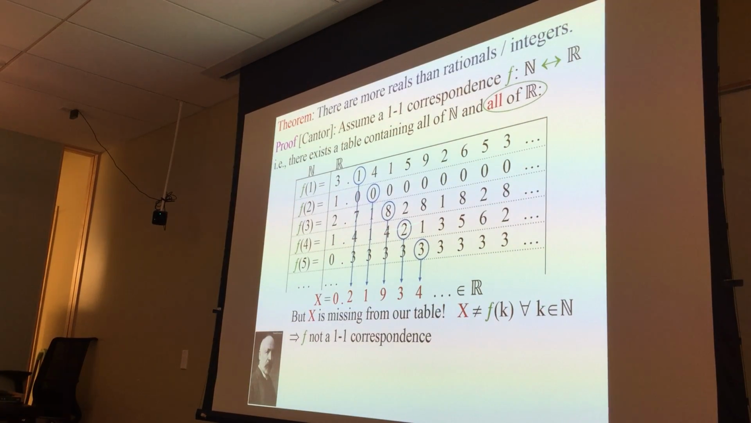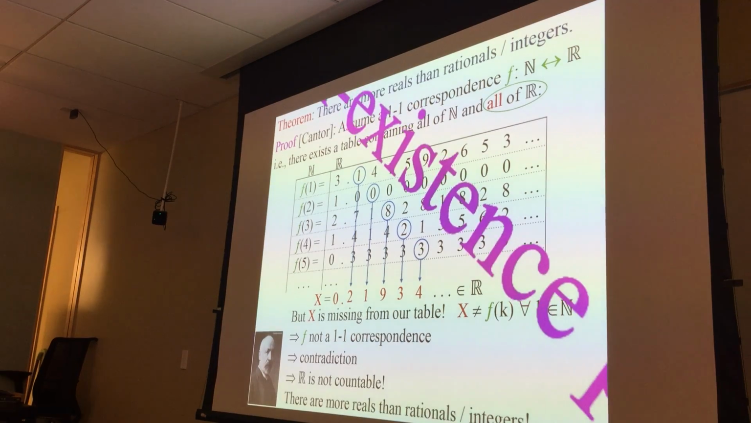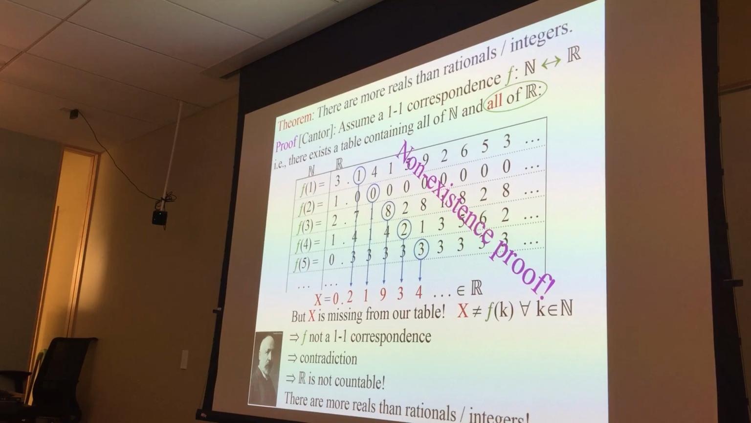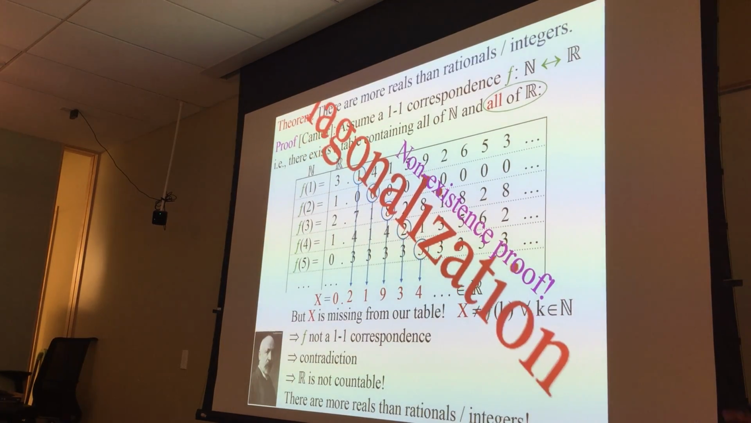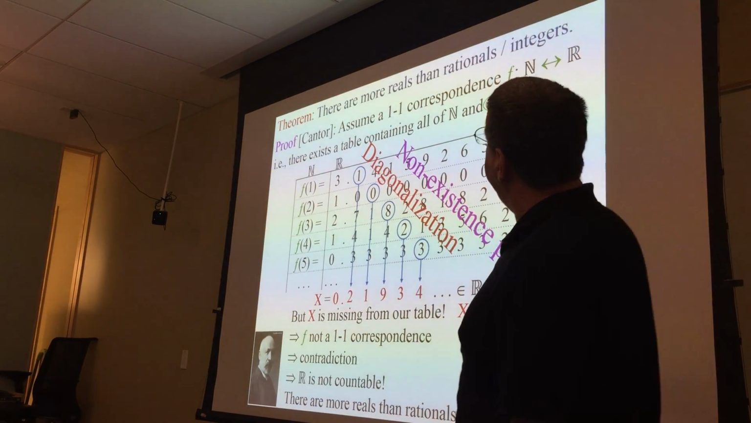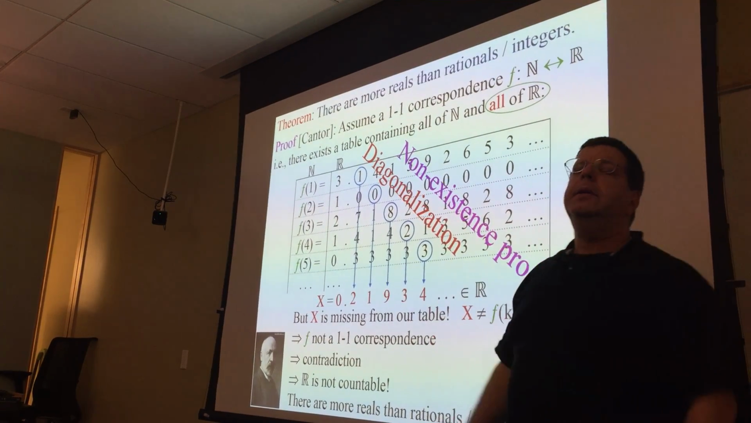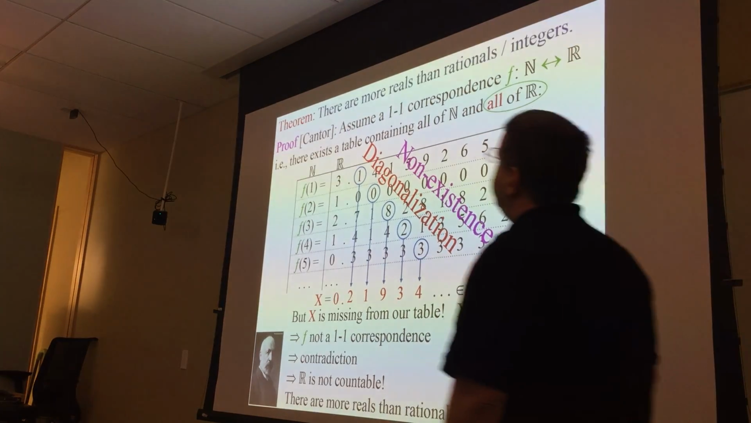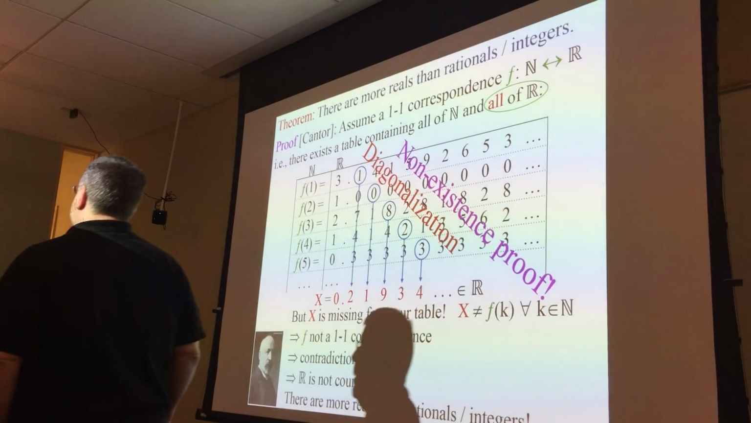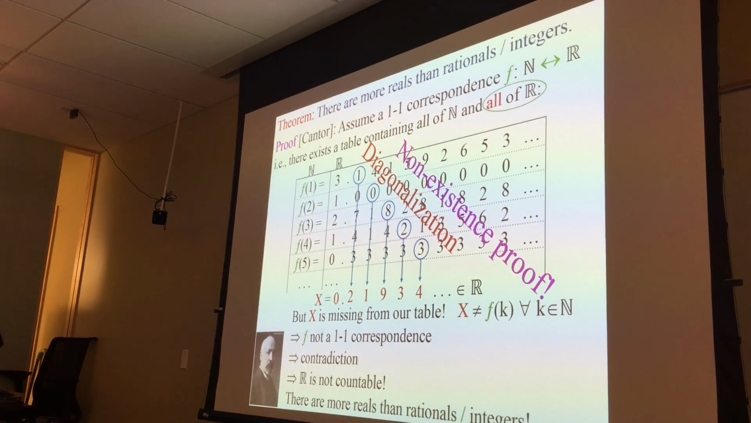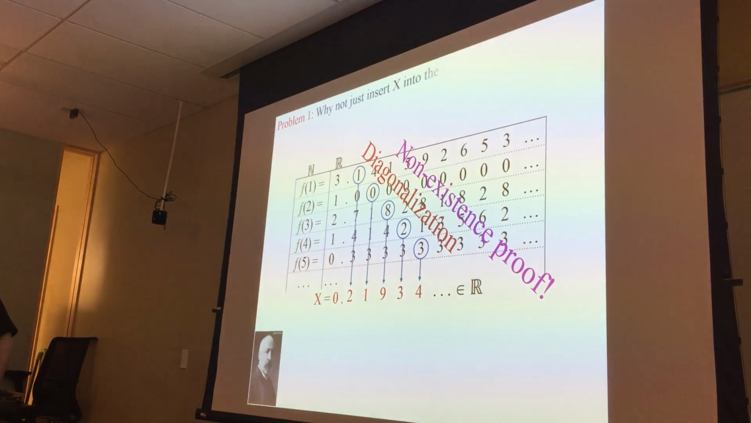So x is missing from the table, so it's not matched to any natural number, and so that's a contradiction. So this is not a one-to-one correspondence. So this is a non-existence proof by nature, and specifically it's using this technique called diagonalization. And this technique we're going to get a lot of mileage out of in this course. There'll be dozens of problems where this technique will come and save the day. So remember that technique, wrap your mind very tightly around that. It's very important. That and one-to-one correspondences and dovetailing, those two techniques will get you a lot of mileage in this course. Induction won't.